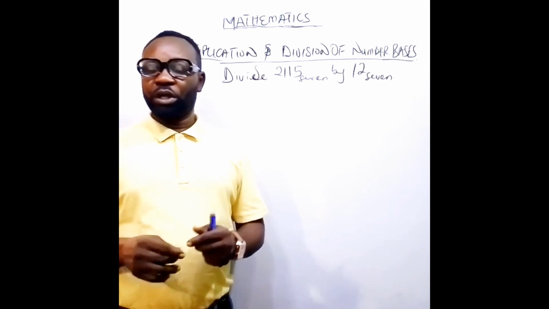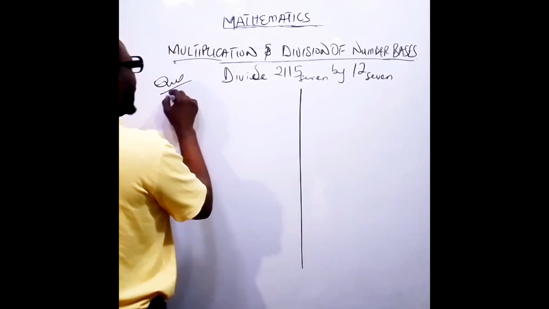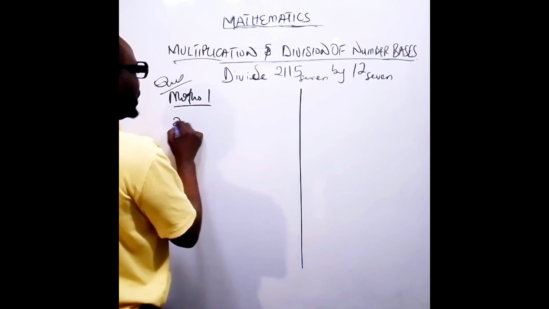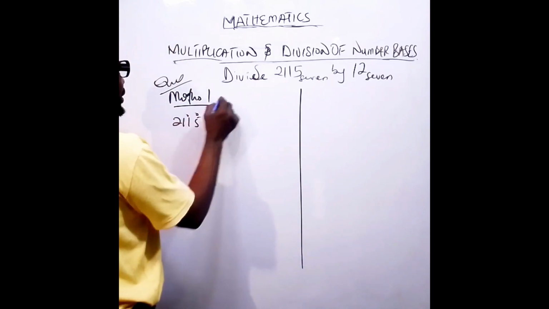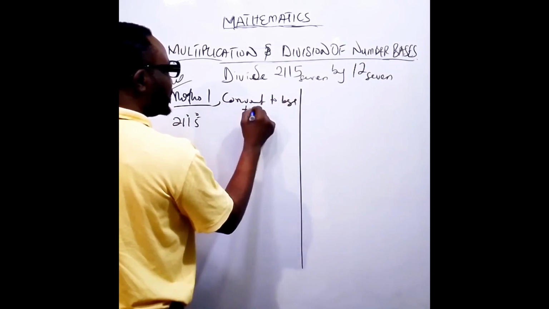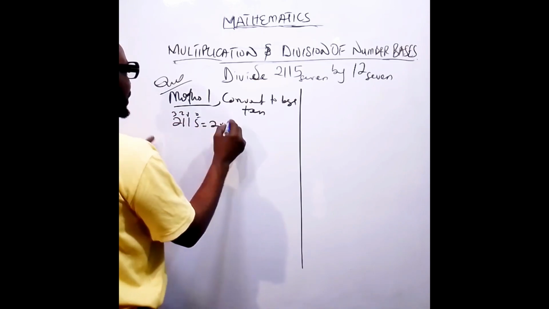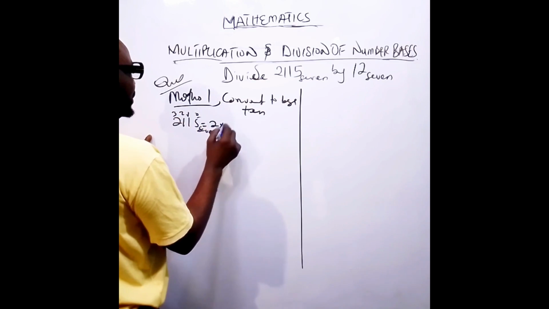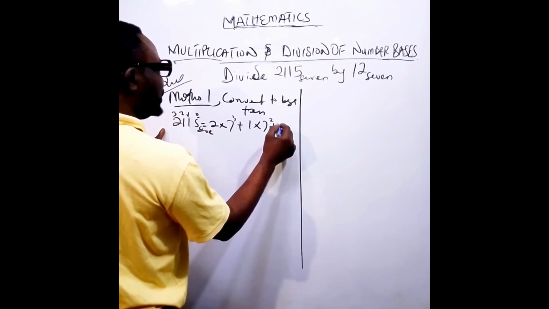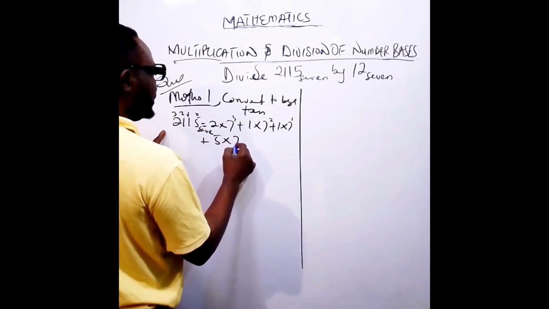When we make use of the two methods, we'll look at the one that is suitable for you to make use of. So I use method 1 now. I have 2115 and I want to convert it to base 10. So I'm going to add the positions 0, 1, 2, 3, which is going to be 2 times 7 raised to 3 plus 1 times 7 raised to 2 plus 1 times 7 raised to 1 plus 5 times 7 raised to 0.